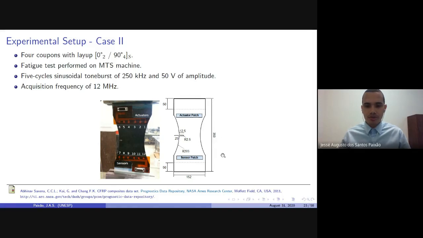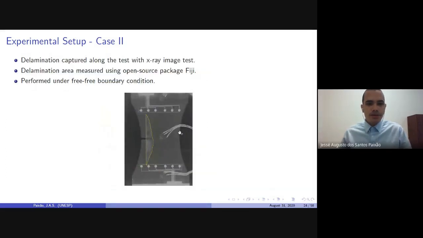Here is the geometry of our coupon, where it can be noted the presence of a stress concentrator, like here, in order to guarantee that the delamination will initiate at this region. In this case, the delamination was captured by the X-ray image performed along the fatigue test. Then they stopped the test and they performed the X-ray image test, and they provided the image. Here we have an example of image. And then we used an open source software for image processing to measure the delamination area, which is represented here. It's important to remember that in this case, the X-ray image test was performed under free-free boundary condition.